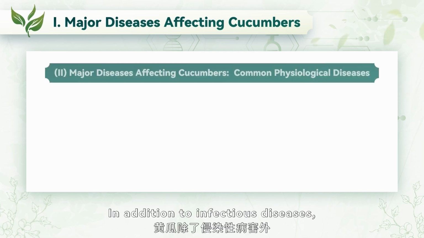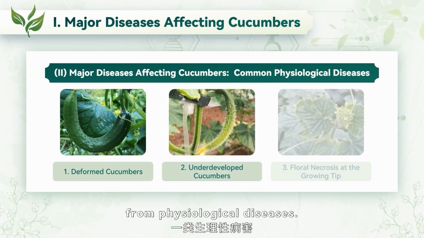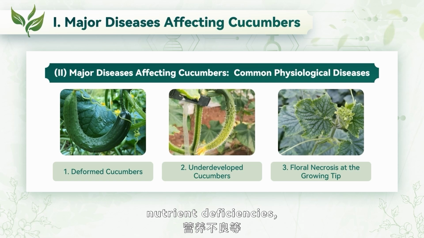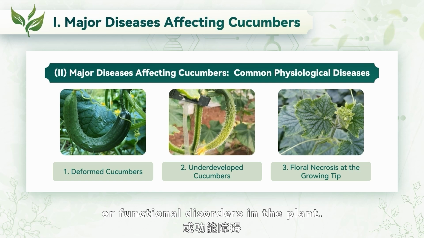In addition to infectious diseases, cucumbers can also suffer from physiological diseases. These are caused by adverse environmental conditions, nutrient deficiencies, or other non-infectious factors leading to abnormal growth or functional disorders in the plant. Examples include deformed cucumbers, underdeveloped cucumbers, and floral necrosis at the growing tip.